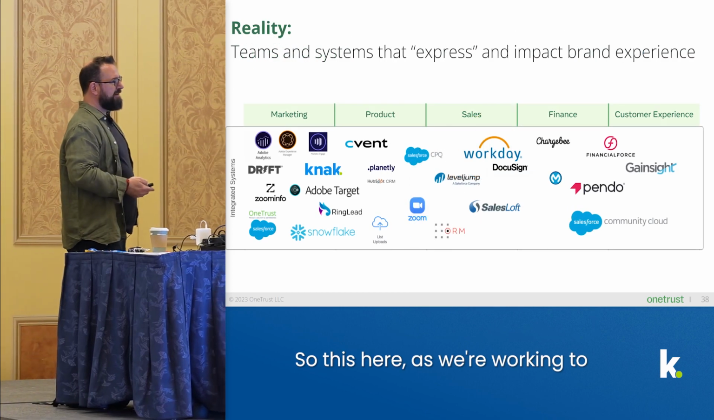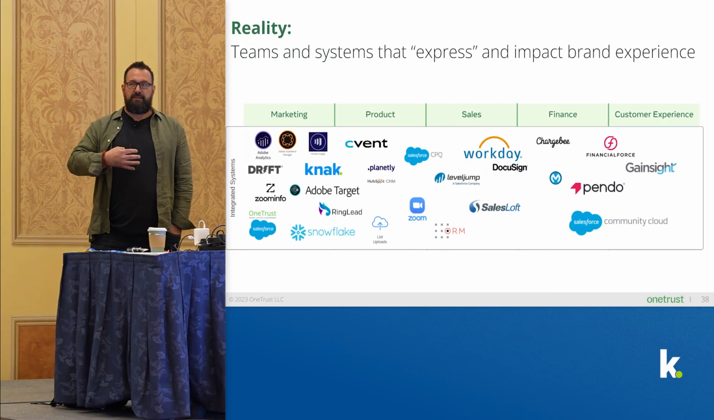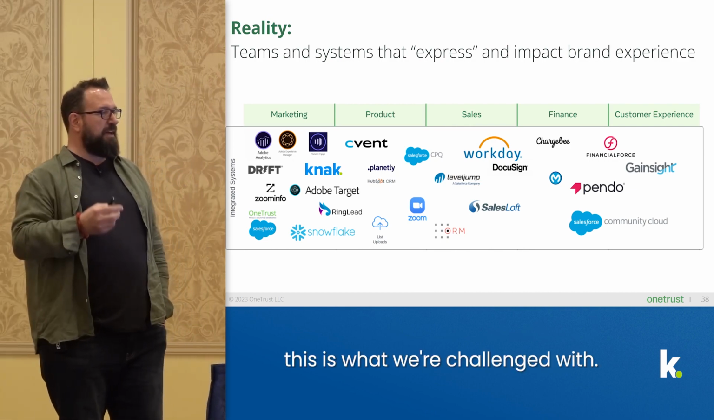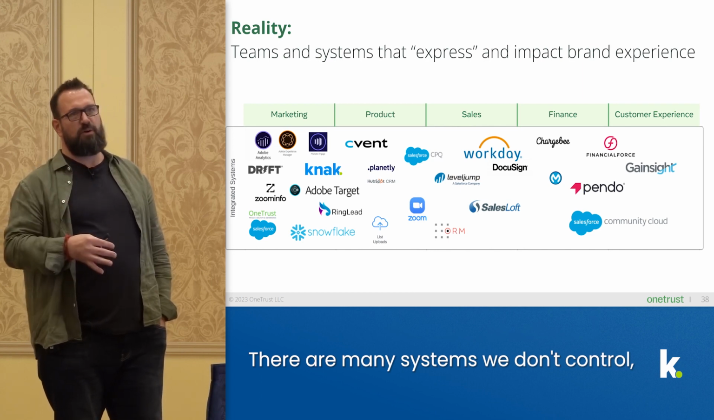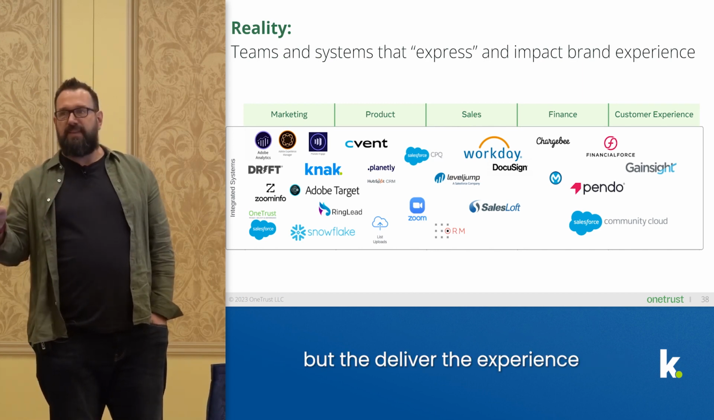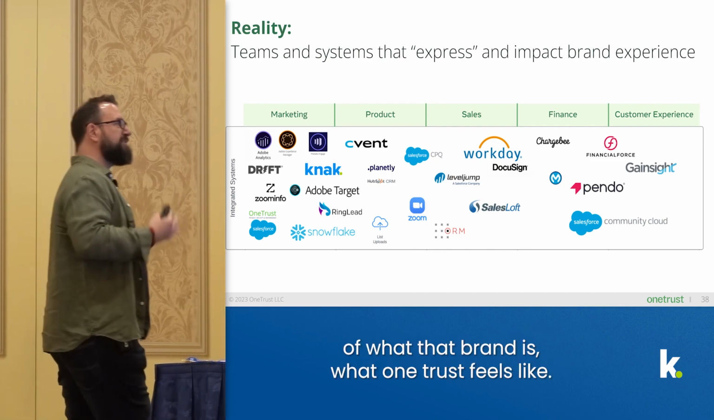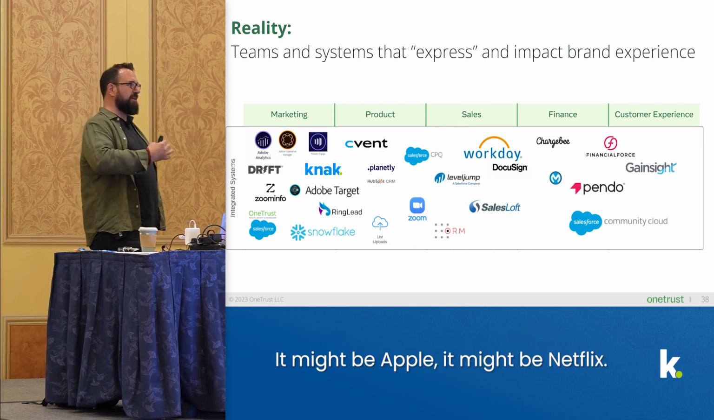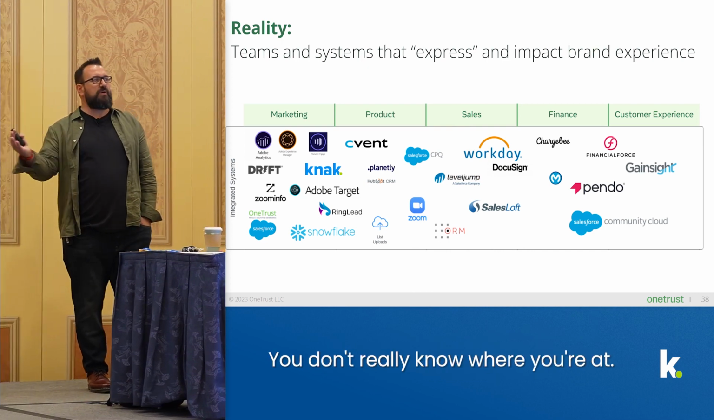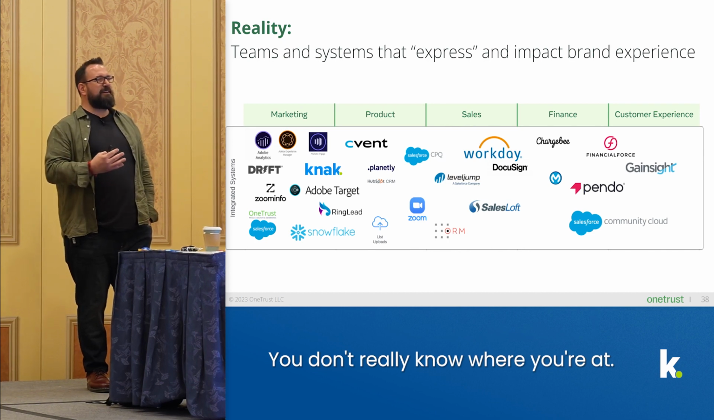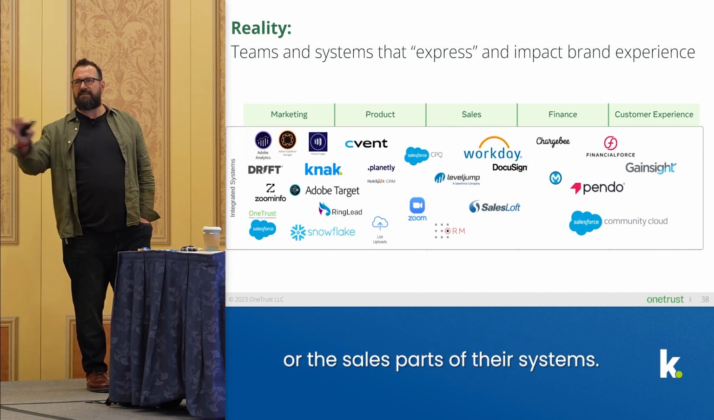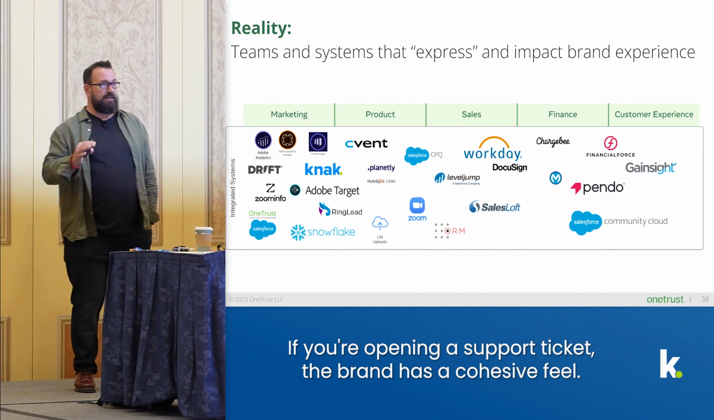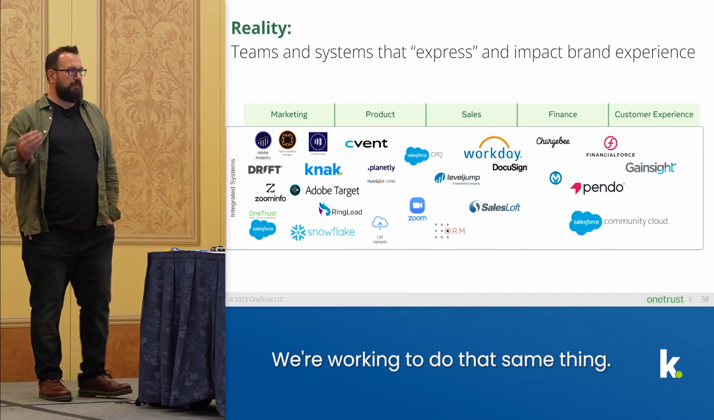So this year, as we're working to unify that brand experience, this is what we're challenged with. There are many systems we don't control, but that deliver the experience of what that brand is, what OneTrust feels like. You can all think of brands that do this really well. It might be Apple, it might be Netflix. You don't really know where you're at if you're in the marketing part of their systems or the sales parts of their systems, if you're opening a support ticket. The brand has a cohesive feel. We're working to do that same thing.